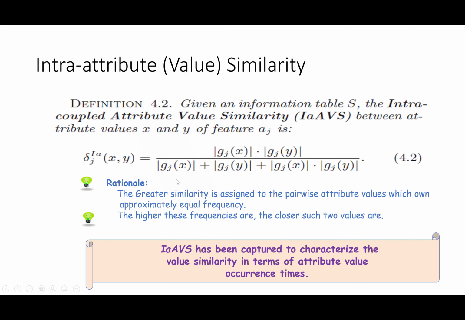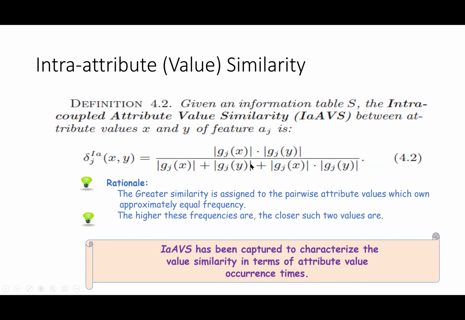right? And how to do that? So let me simply give you an example. For example, for the intra-attribute, basically value similarity for x and y, we consider where the values x and y appear, how many times they appear in this information table, and how they co-occur. And then we can calculate the similarity between x and y for this particular j attribute with a function like this. There are other different ways to do it as well.